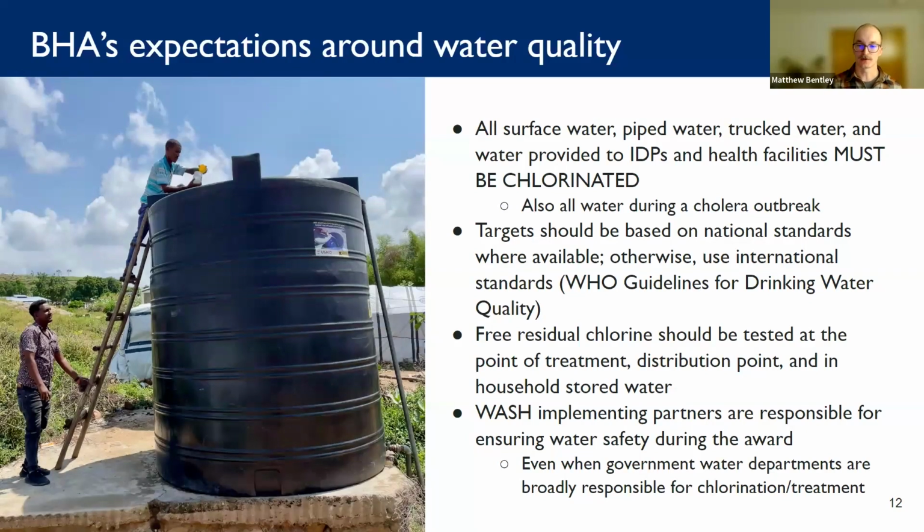And WASH implementing partners are responsible for ensuring water safety during the award. Even when the government water departments are broadly responsible for chlorination and treatment, if we're funding a water supply intervention, we want the implementing partner themselves to be responsible to ensure that populations are receiving safe water. So that's one of our expectations, that our partners are maintaining that water quality and water safety throughout the award. Next, please.